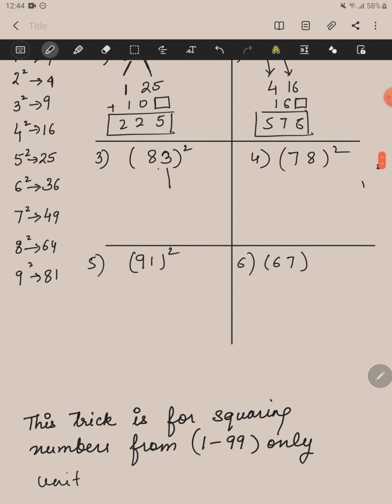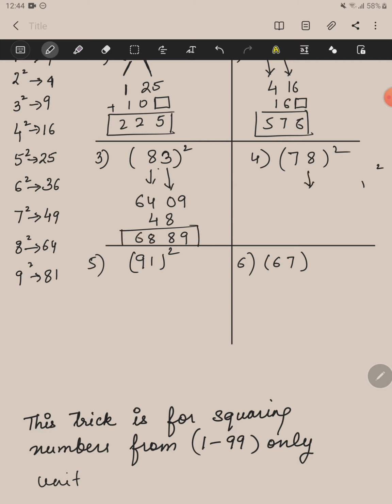Now here again, 3 into 3, 9. When you are getting a square of a number as a single digit number, you will write 09. You will not write simply 9. And then 8 square will be 64. 8 into 3, 24. 24 into 2, 48. 9, 48, 64. This is your answer.